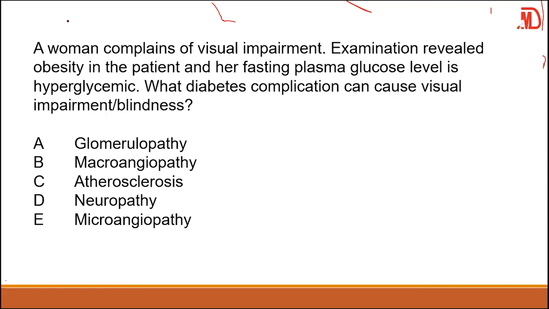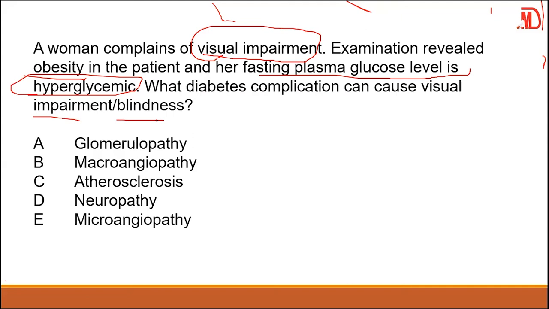A woman complains of visual impairment. Again, what vitamin deficiency can you think of if it has to do with vitamin? Vitamin A, retinol acetate. However, this is not about vitamins. Examination revealed obesity in the patient and her fasting plasma glucose level is hyperglycemic. It means that this person's insulin is not working, isn't it? That's what we have with hyperglycemia, meaning too much glucose. Now, what diabetic complication can cause visual impairment or blindness?